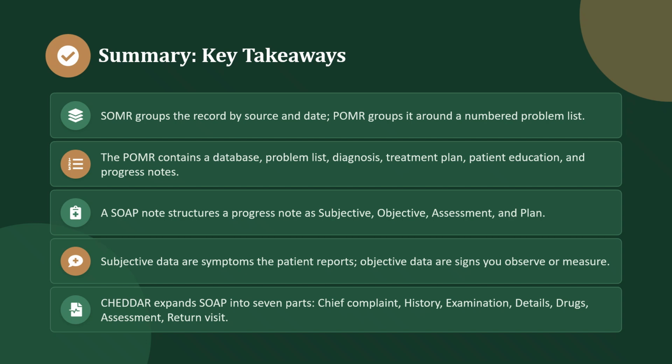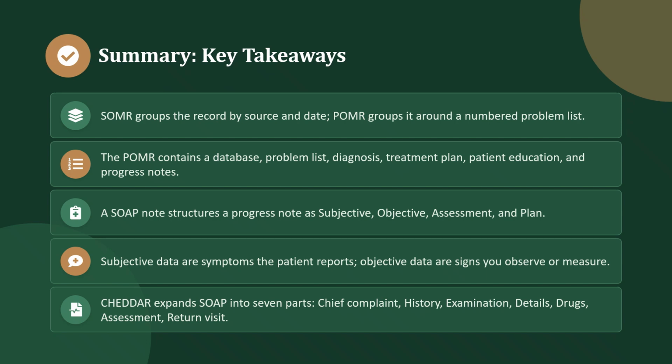2. The POMR has a set of parts and you should be able to name them: the database, the problem list, the diagnosis, the treatment plan, patient education, and the progress notes. 3. The SOAP note structures a progress note into 4 parts in order: subjective, objective, assessment, and plan. And it came from Dr. Weed along with the problem list.